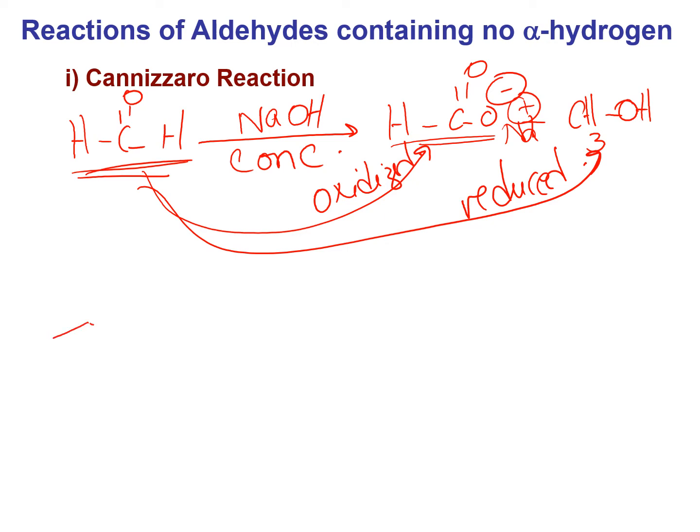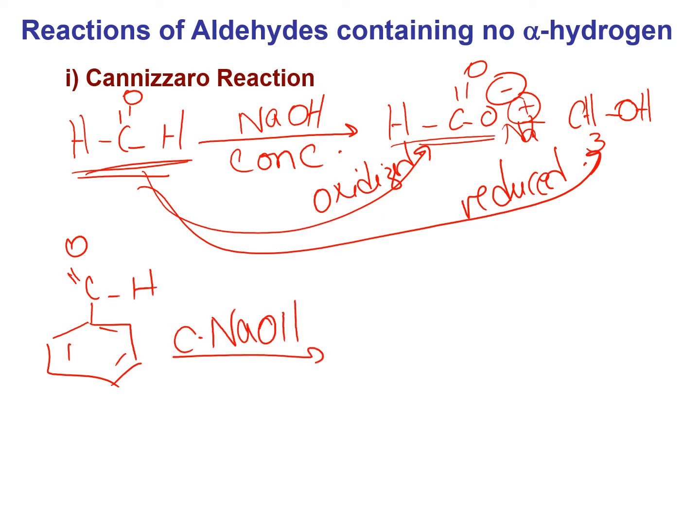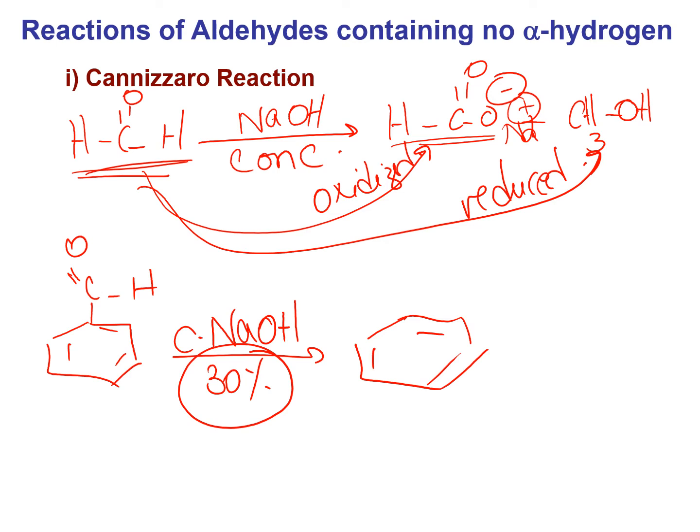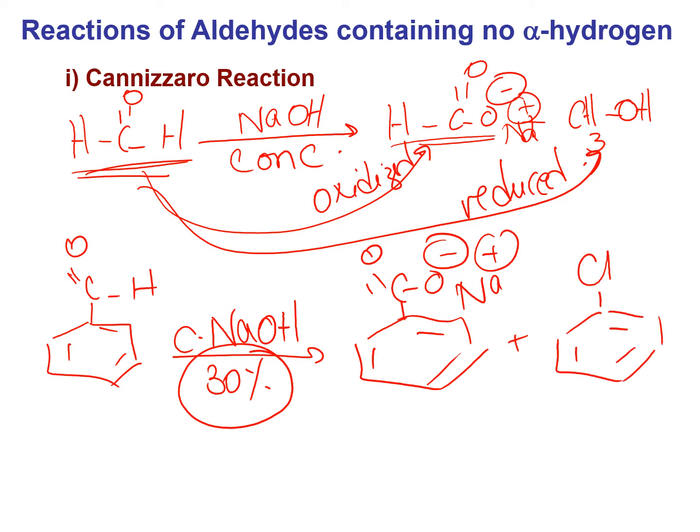Let's perform the same reaction on another aldehyde that does not contain an alpha acidic hydrogen, like benzaldehyde. Again, if you use concentrated sodium hydroxide, which is 30% sodium hydroxide, you will have one of the molecules oxidized to the acid and the other molecule reduced to the alcohol.